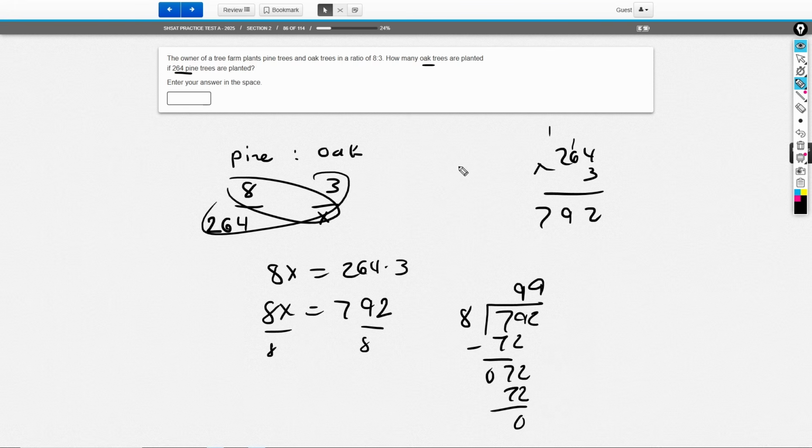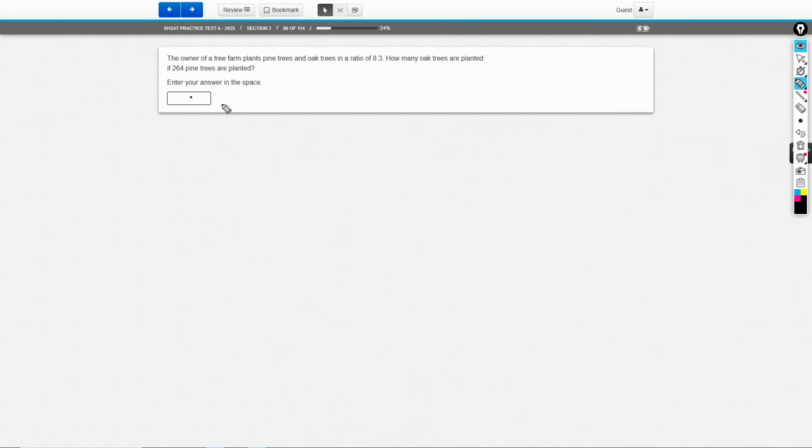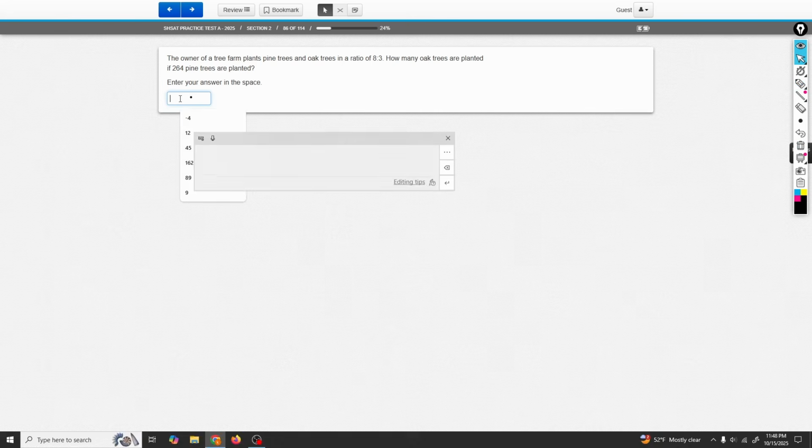So there has to be 99 oak trees that have to be planted, okay? Again, if you just write your ratios like this with the units on top and then the numbers on bottom with the unknown value, you'll always get it right. The other way you can do this was you could have said pine over oak is equal to 8 over 3, and 8 over 3 is equal to 264 over x. But this is the exact same thing as what I put over here, just easier to understand, hopefully. All right, so moving on, this was equal to 99.